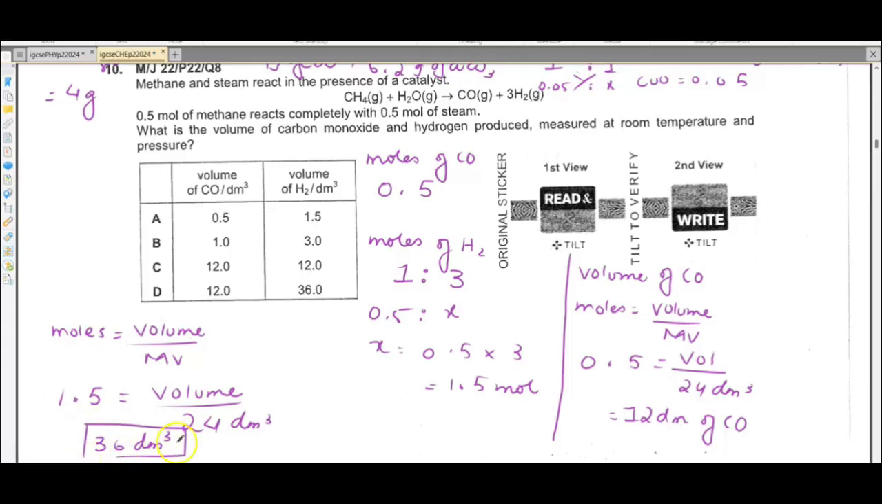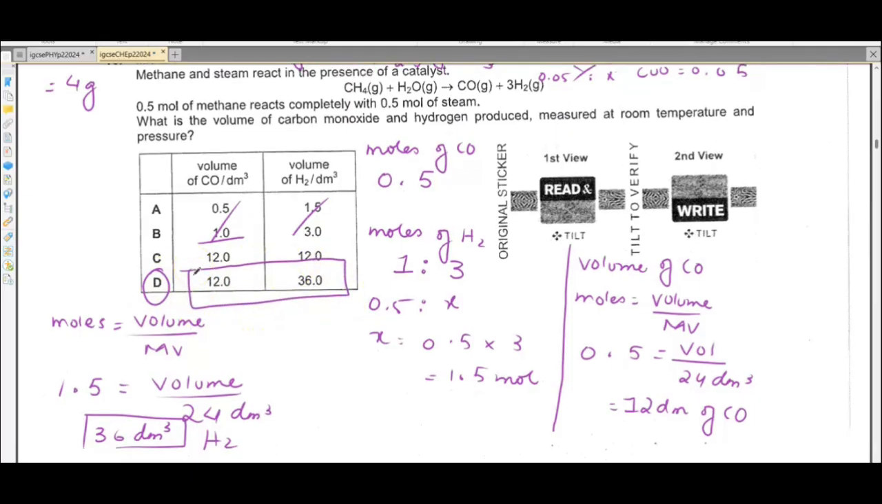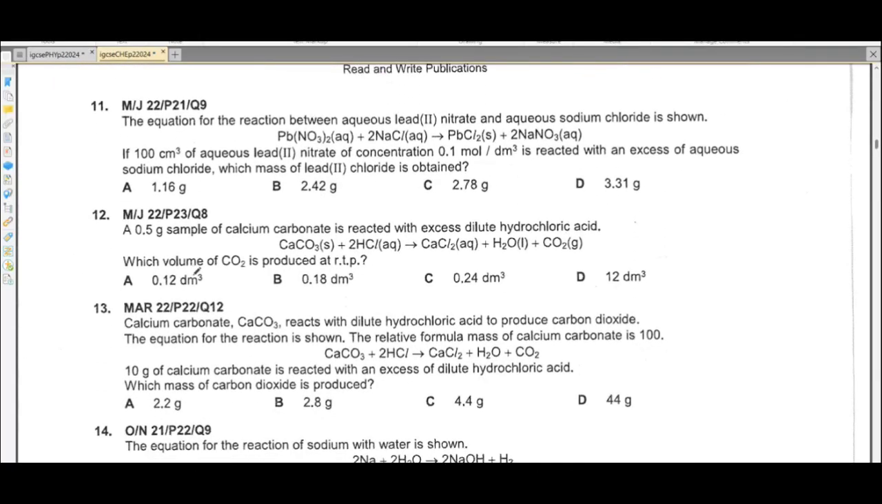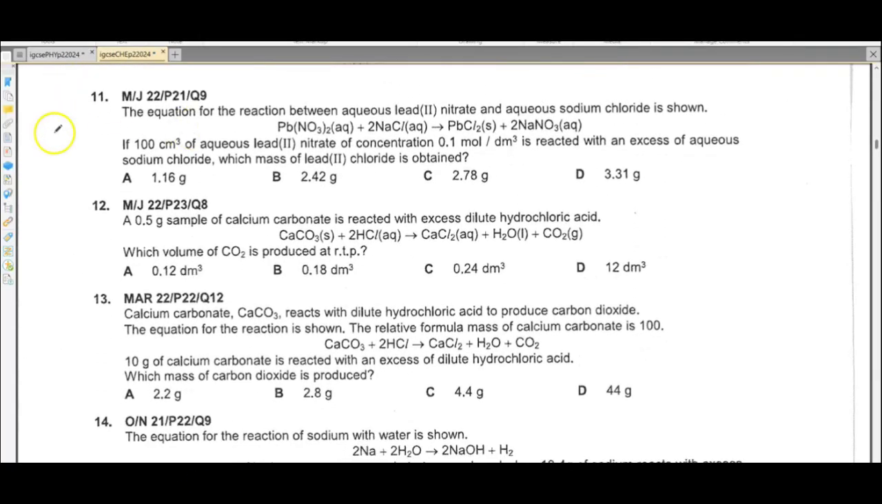Okay? So this is the volume of H2, this is the volume of CO, and let's look at our options. We need the volume of CO to be 12. These two are 12s, so these are going to be eliminated. And that is for hydrogen is 36. So D is our correct option, which gives this answers. Okay, question number 11.